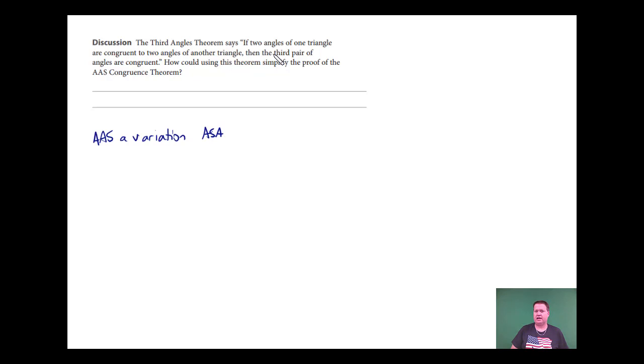This question is asking, how could we use this third angles theorem, which says if 2 angles of one are congruent to 2 angles of another, then the third angles have to be congruent. Well, if 2 angles are congruent, therefore you would know the third. As long as you knew one side of a triangle, it wouldn't matter which side they gave you. If I knew that this side was congruent to this side, and these were the 2 angles that I was given, if I automatically knew that this angle here was congruent to this angle here, then this side automatically becomes included.